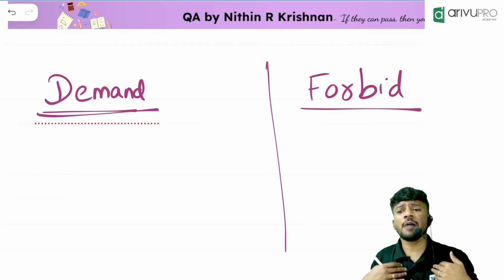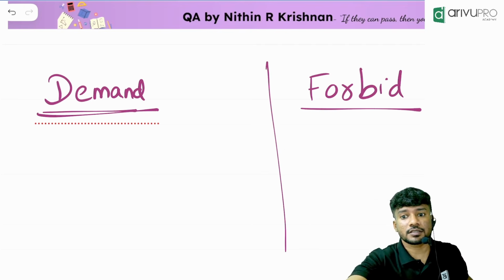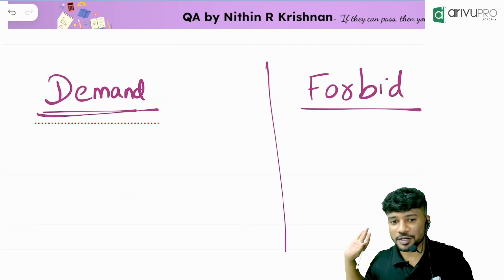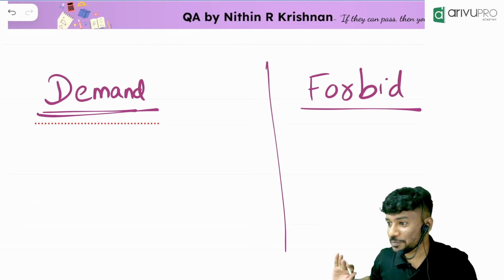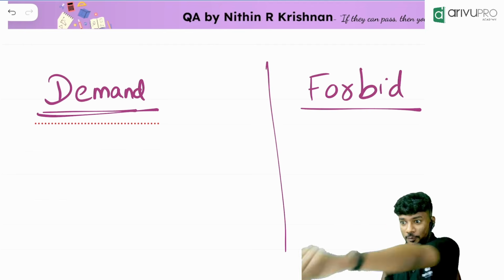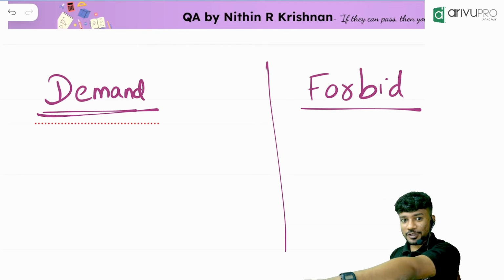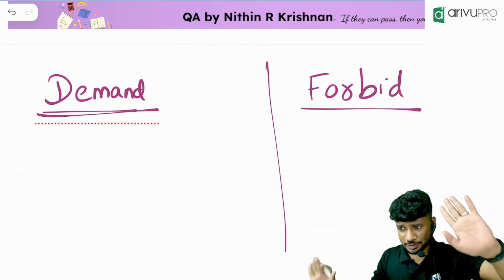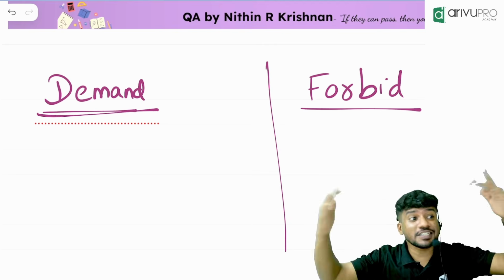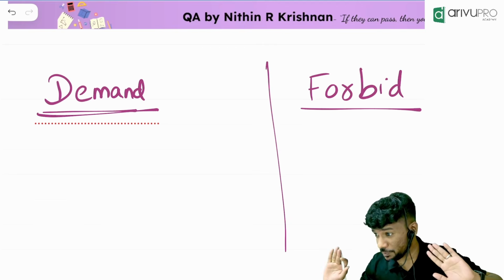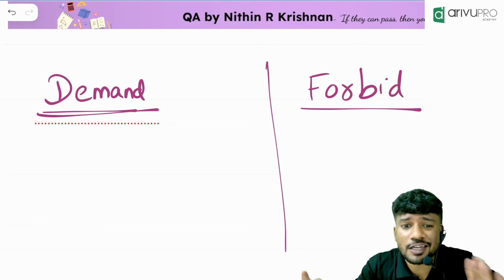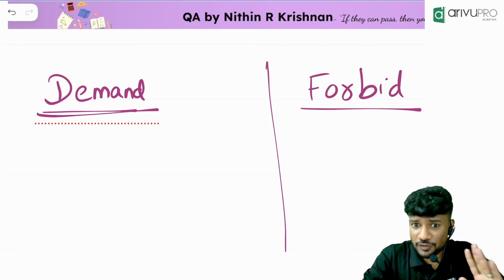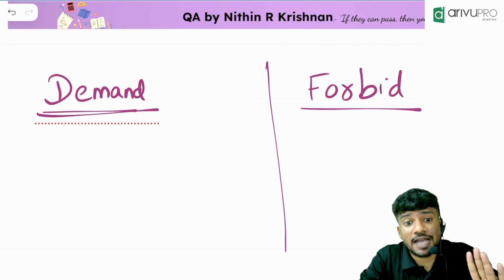For example, I am demanding you should write the test within 120 minutes. Okay, I am demanding that. Then I am forbidding you to write it beyond 120 minutes. So two cases are there. Are you understanding? At the end of the day, demand and forbid are the rules and regulations of a company. Demand means whatever is there in the question, we will write it as it is.